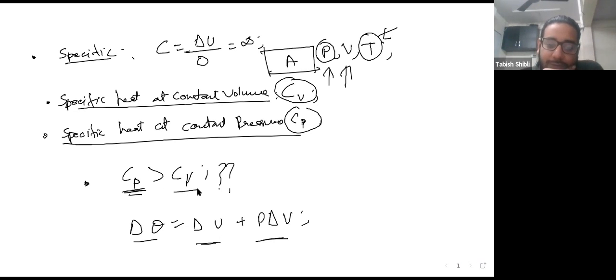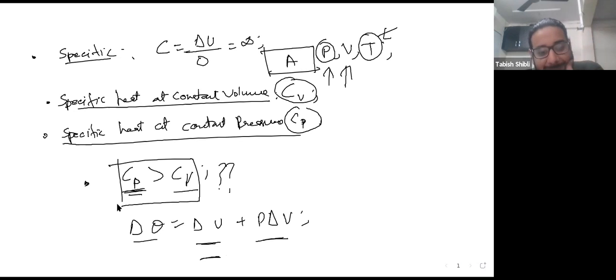But if my volume is constant, all my heat is actually going into increasing the internal energy. So it is actually more difficult to increase, in the sense that you'll have to put in more energy to increase the temperature at a constant pressure. So that is why my Cp will be greater than Cv. Does that make sense? Yes, sir.